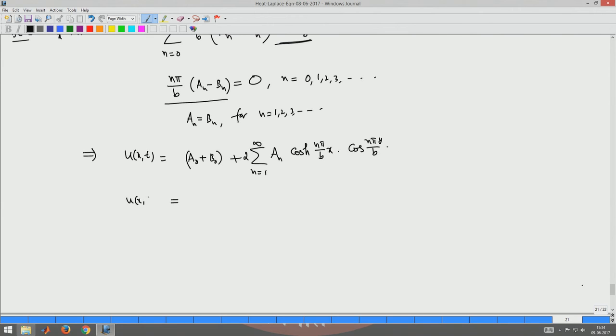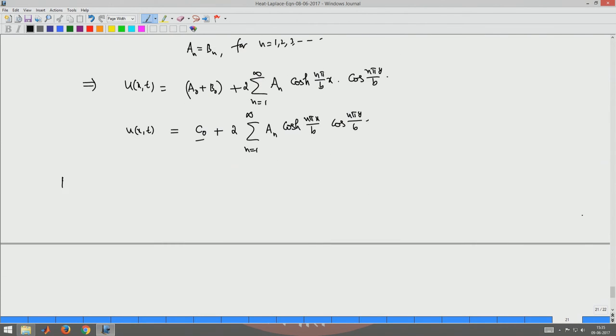Now your solution, with boundary conditions 1, 3, 4 and the Laplace equation, becomes: this is the solution that satisfies the Laplace equation and boundary conditions 1, 3 and 4. So, you call this some constant c_0, where a_0 plus b_0 is still arbitrary, and as a sum together it is one arbitrary constant. So, you have c_0 plus 2 times the sum for n from 1 to infinity, a_n an arbitrary constant, cosh(n pi x by b) into cos(n pi y by b).